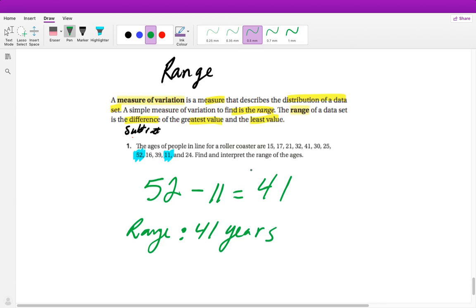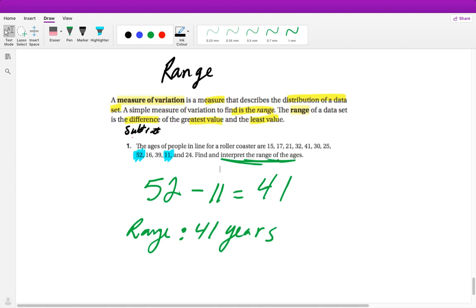And when it says to interpret the range, one of the things we can say is, since that is the age gap between the oldest person and the youngest person, we can make the statement that no two people are further apart than 41 years. For any pair of people we pick, when we subtract their ages, no one will be more than 41 years apart in age. So it allows us to talk about our highest and our lowest value.